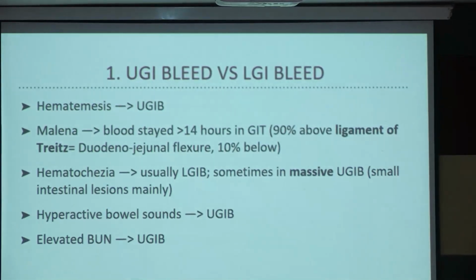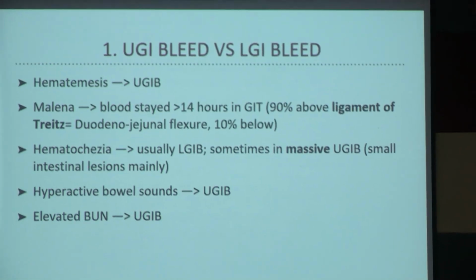For a patient to develop melena, the blood must stay in the intestine for at least 14 hours. Okay, if the blood spends significant time in the intestine, only then the person will develop melena. Okay. Most of the cases, the origin of the bleeding is above the ligament of Treitz. Ligament of Treitz means it is the junction between duodenum and jejunum. Duodenojejunal flexure, that is our ligament of Treitz.